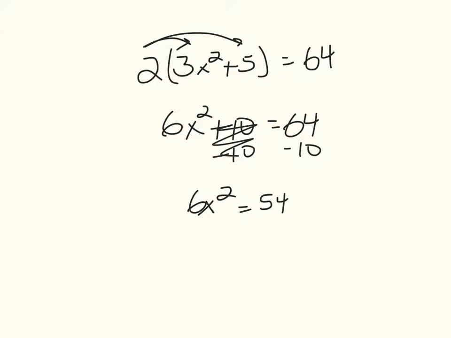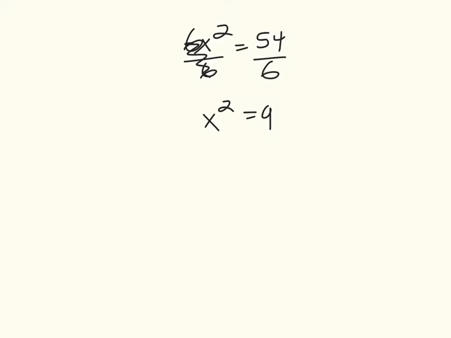Well, two operations going on with my x. Times 6, power of 2. Again, that's times 6 and power of 2, which is more simple. The times 6. The inverse of times 6 is divide by 6, giving me x to the power of 2 equals 9.